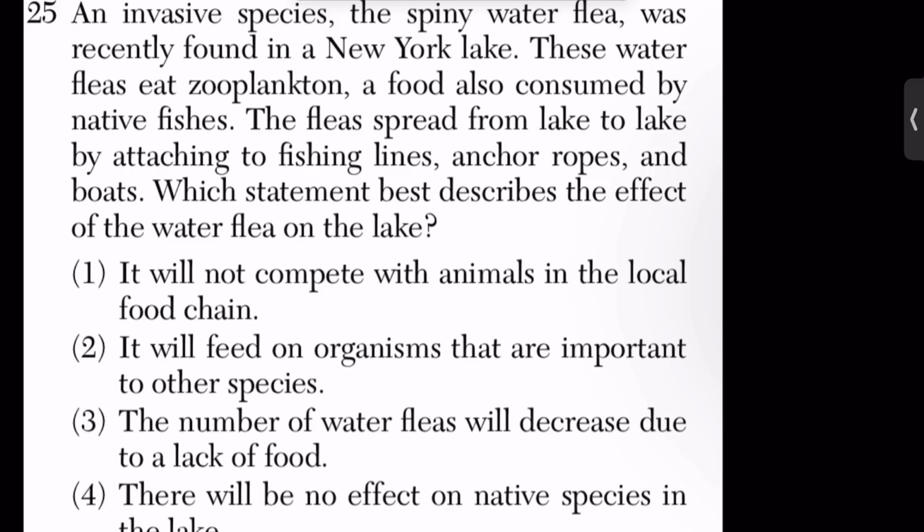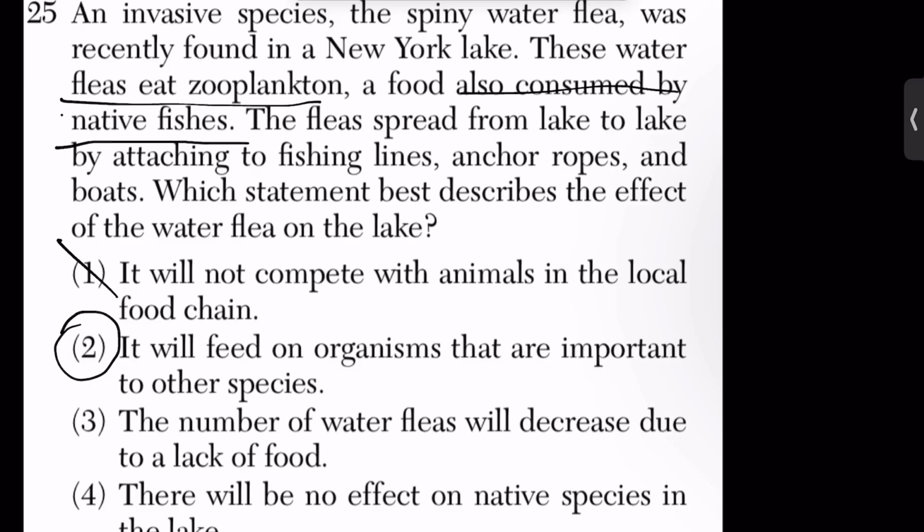Number 1 is that it will not compete with animals in the local food chain. We know this one is not the answer, because it says that the fleas eat the zooplankton that is also consumed by native fish. That means that it's definitely a form of competition, because native fish eat the same food as these new spiny water fleas. Number 2 is that it will feed on organisms that are important to other species. This is our best answer, because the part I just underlined says that they eat zooplankton, which is an organism important to all the other fish species in the region. But we'll look through the other answers quickly to be safe.